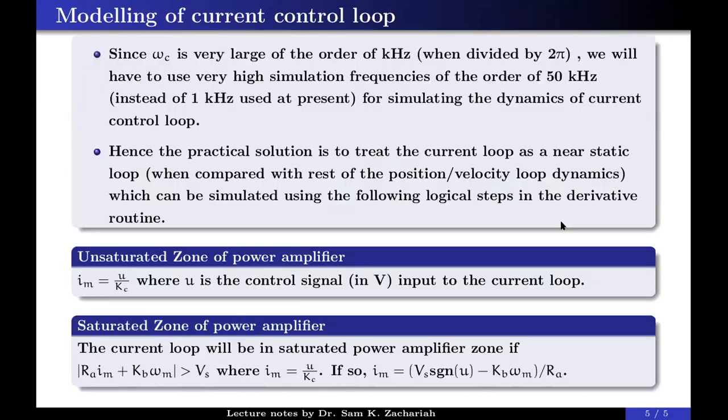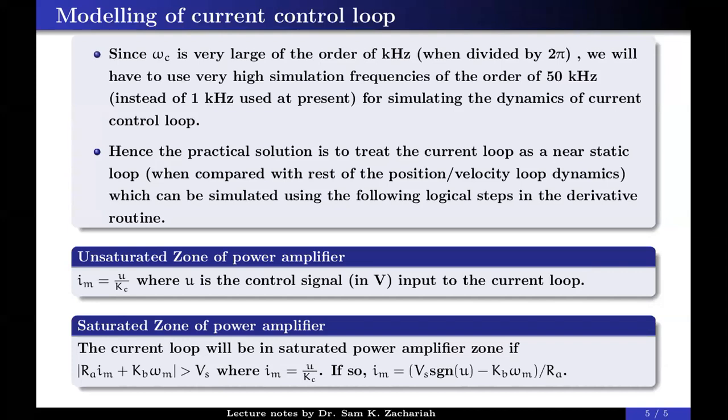So you are using a very large order of kilohertz, then the frequency of order 50 kilohertz you have to use for simulation of the dynamic current control loop. Earlier you were using 1 kilohertz for these simulations, so that is 1 by 1000, 0.001, which you are using for simulation of all other systems. Now you have to use simulation frequencies of the order of 50 kilohertz.